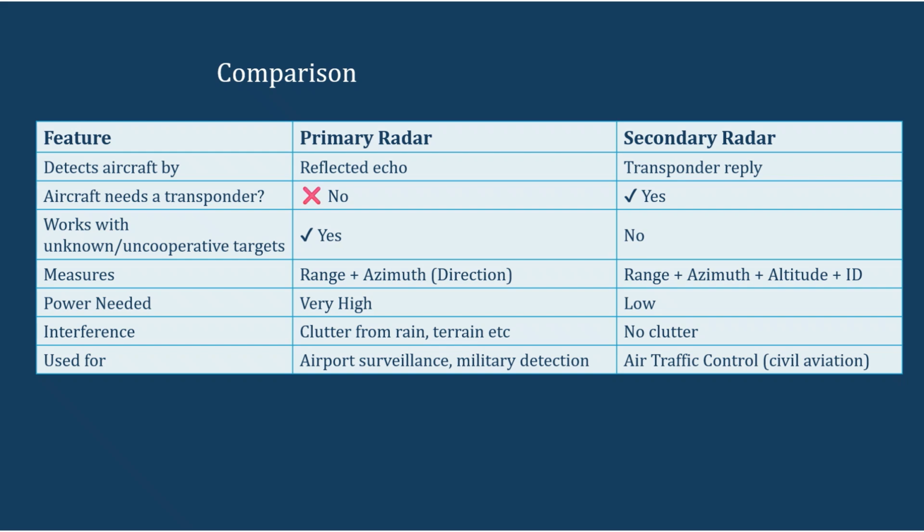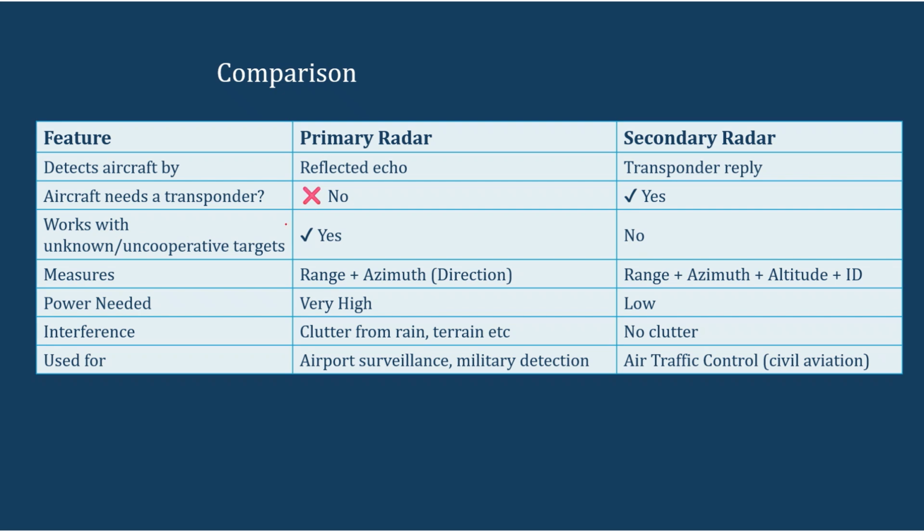This is just a comparison of the primary and secondary surveillance radar. The first one is how it detects the aircraft. In case of a primary radar, it detects the presence of the target based on the reflected echo. But we know that in secondary radar, the transponder replies with the ID. So primary radar does not require any transponder, but the secondary radar requires the transponder.